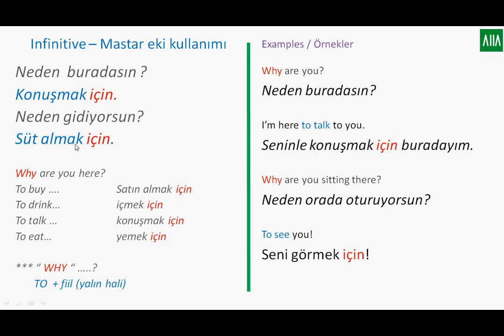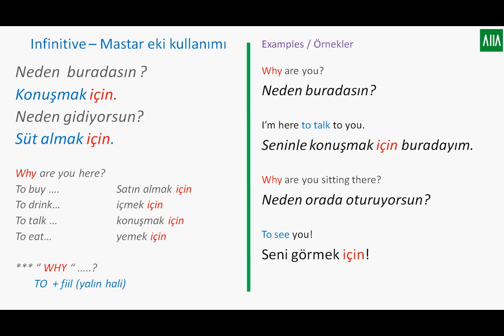Süt almak için. Normally, as you see here, the base form of the verb is al. That means buy. But here we use mak. To buy. After that, for the reason, we put için in Turkish. But of course, in English, you don't need it. You just say to buy milk. Alright, but we must use için to describe the infinitive forms.